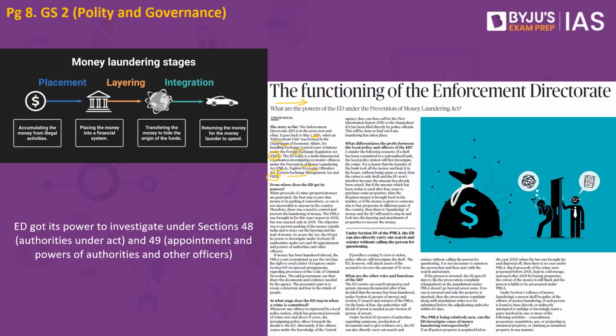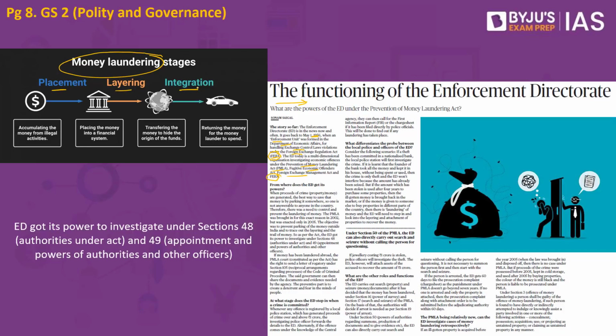Now the question is, what is the job, what is the work profile of the Enforcement Directorate? The Enforcement Directorate under the PMLA basically looks into money laundering issues. What exactly happens in money laundering? When we speak about money laundering, there are three important stages. One is what is called placement. Second is what is called layering. Third is what is called integration.